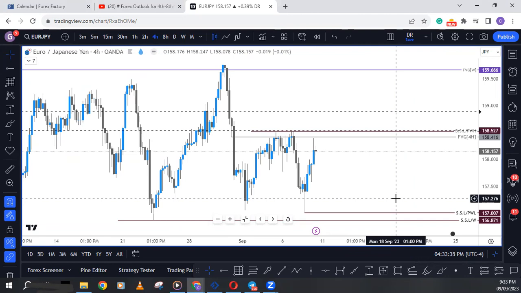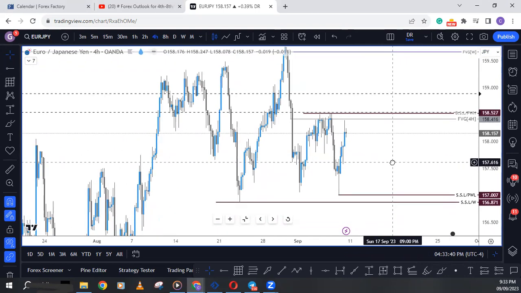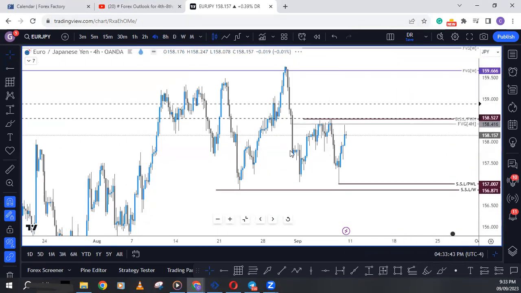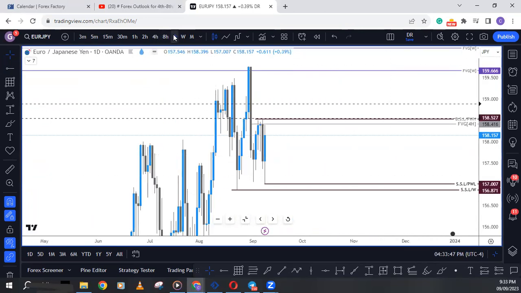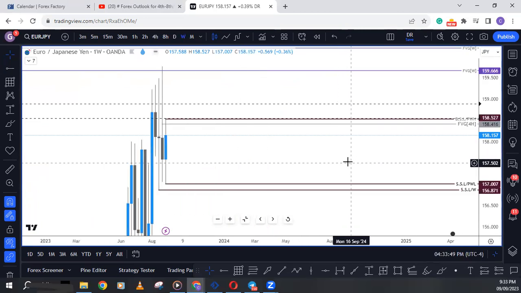euro yen. So this pair, as you can see, is kind of in a consolidation. I would say it's a bullish consolidation because order flow on this pair is still tilted to the upside. Wicks on both sides tells you that it's in a consolidation.